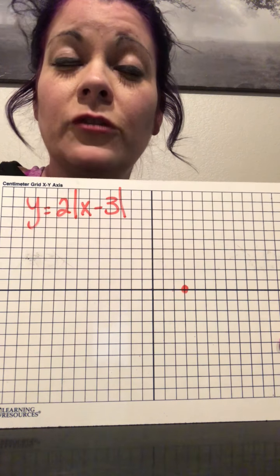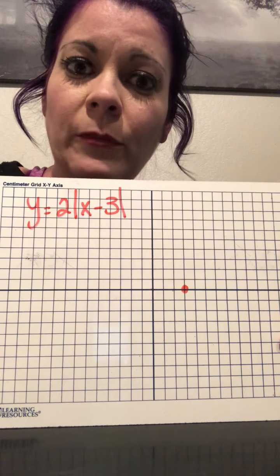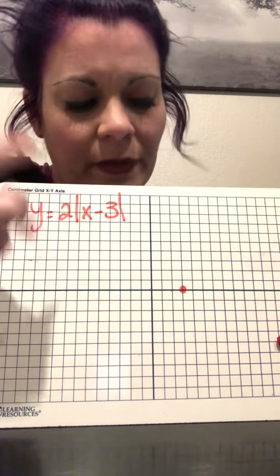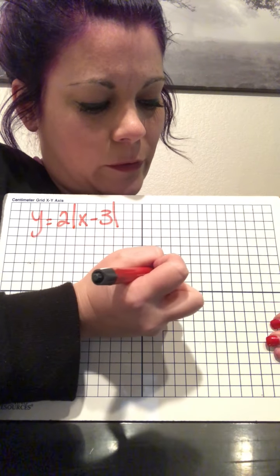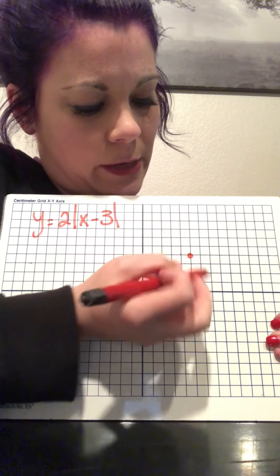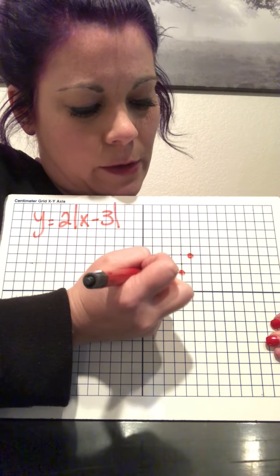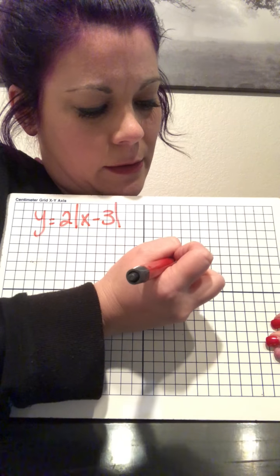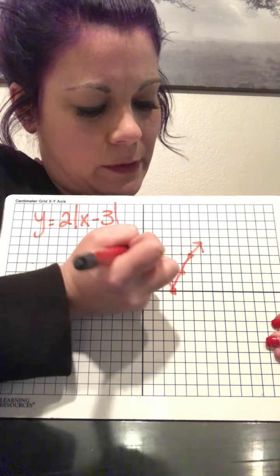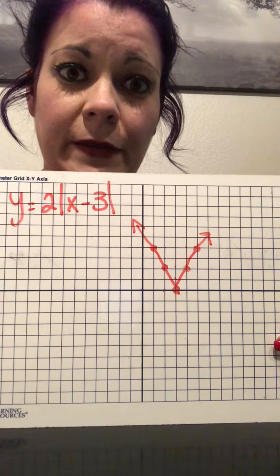And then this 2 says that the slope is increased 2 times, so 2 times the original slope of 1 and -1. So we multiply both of those by 2, and we have a slope of 2 and -2. So you go up 2 over 1, up 2 over 1, up 2 over 1, up 2 over 1. Okay? And then there we go with our graph.